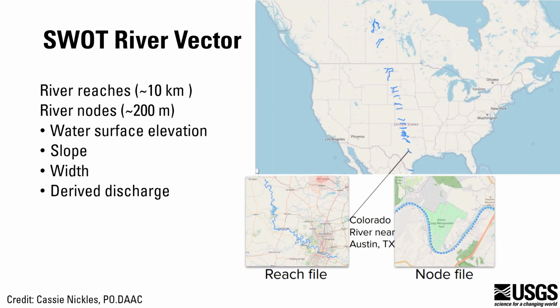SWOT data also comes in a vector format. Here we see river reaches, for example, the Colorado River near Austin, Texas here. Reaches are broken into river segments around 10 kilometers of length, and these reaches can also be further broken down into river nodes, or points along a center line spaced about 200 meters apart. Both the reach and node level data have water surface elevation as well as river width associated with each point, and at the reach scale, we can also calculate river slope as well as derived discharge.